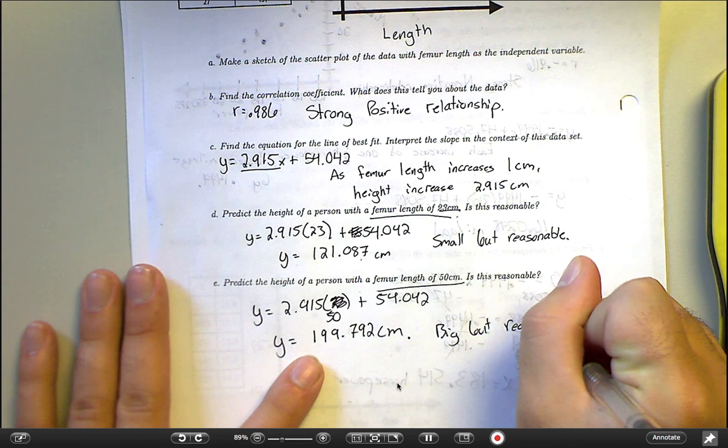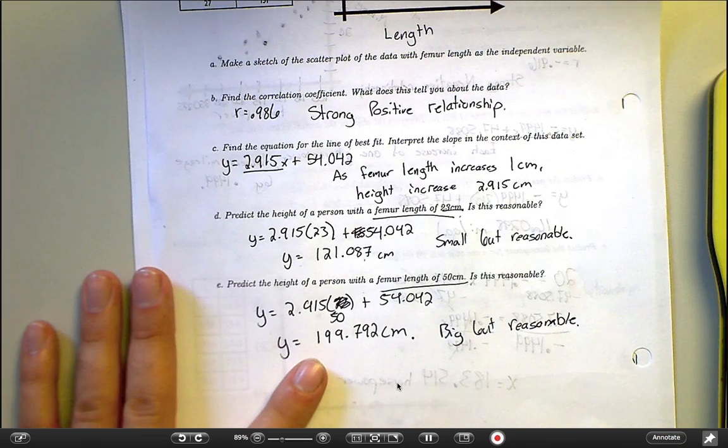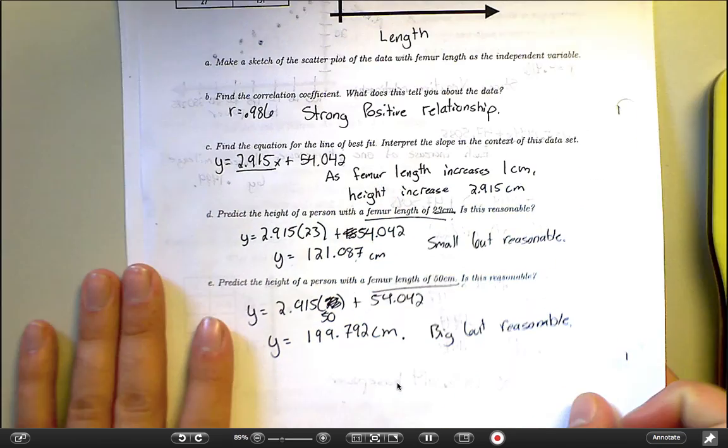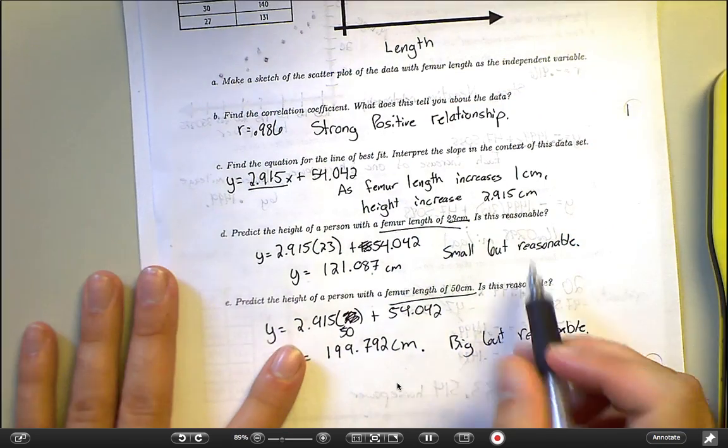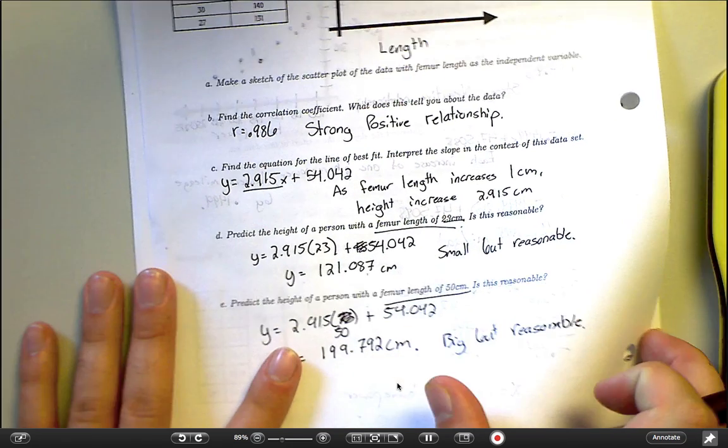And we have people that are 6'6", 6'7", which is kind of the range that we're looking at. So reasonable, but a little bit big. Okay? If something was not reasonable, we would get like a negative height or something like that. That just doesn't make sense to the context. Okay, so that is your notes for today.